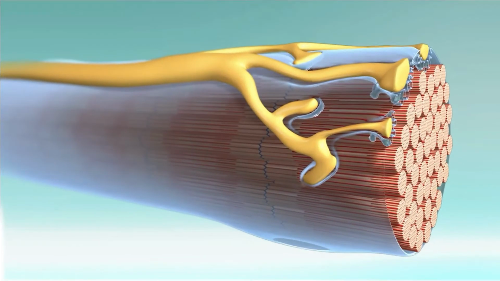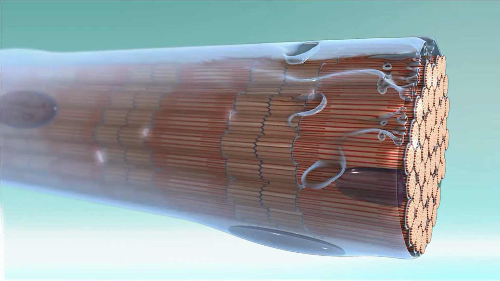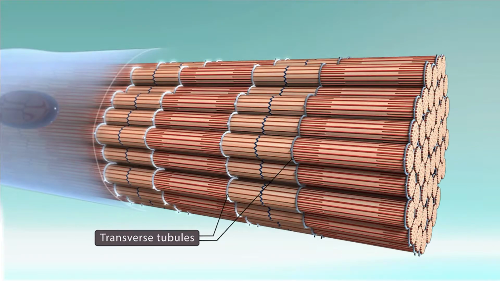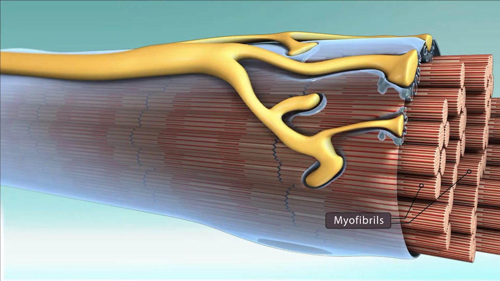As the impulse moves down the sarcolemma, it continues to travel deeper into the muscle cells through membranous structures called transverse tubules. The interior of the skeletal muscle cell is filled with rod-like structures called myofibrils.